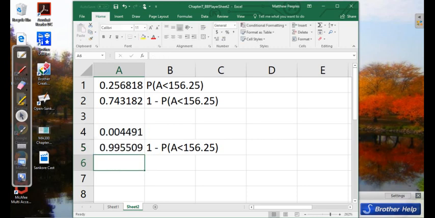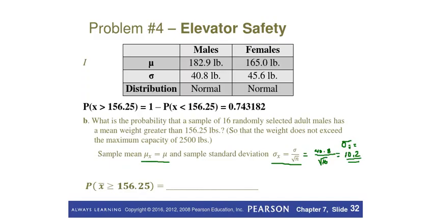Oh my, 0.9955. That's a pretty high probability. In other words, I have a 99.55% chance that if I have 16 males climbing on an elevator, their mean weight is going to exceed 156.25 pounds, and we're going to exceed that maximum elevator capacity of 2,500 pounds. Ooh, I think I'm going to avoid that elevator.